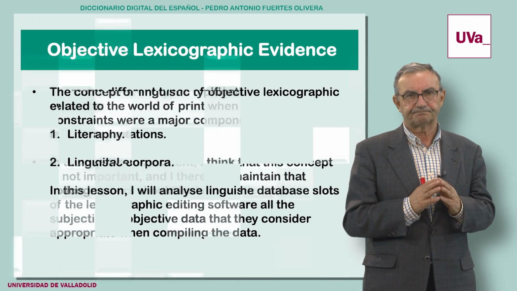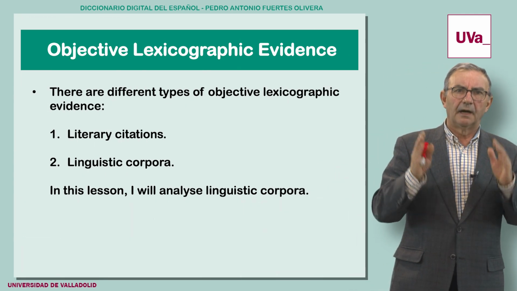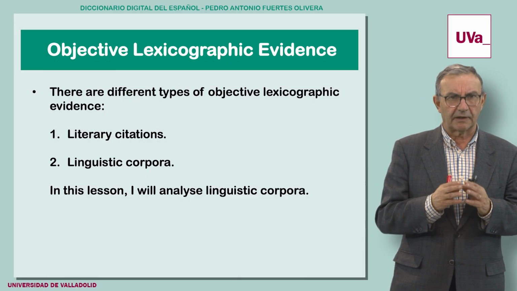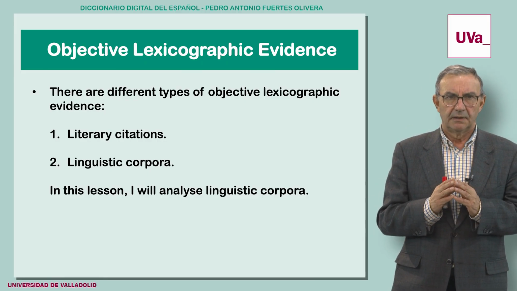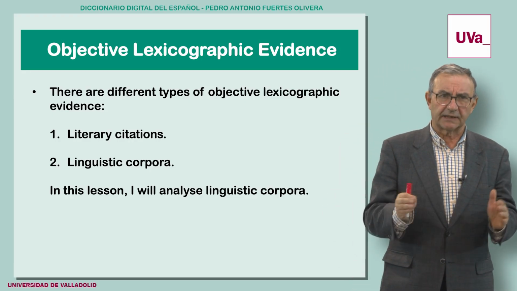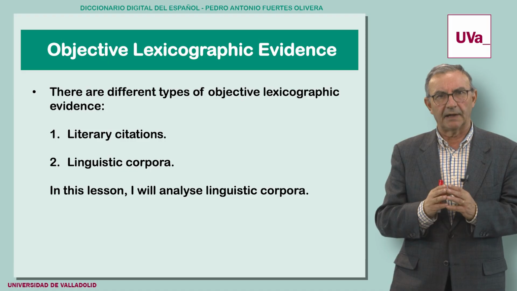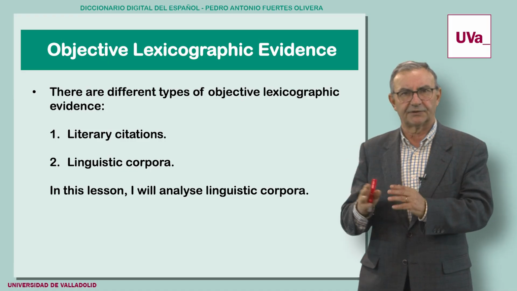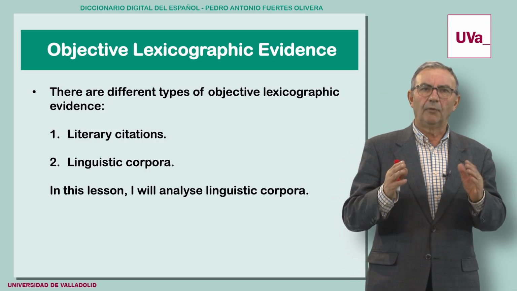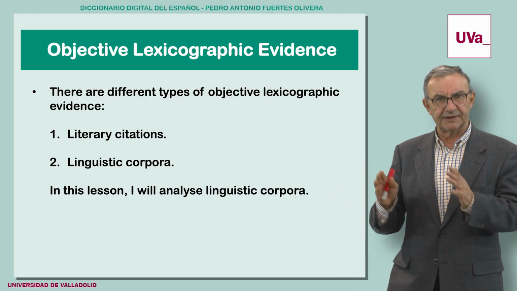There are different types of objective lexicographic evidence. Being relevant, literary citations that I have explained in other lessons, and linguistic corpora. In what follows, I will analyze linguistic corpora.